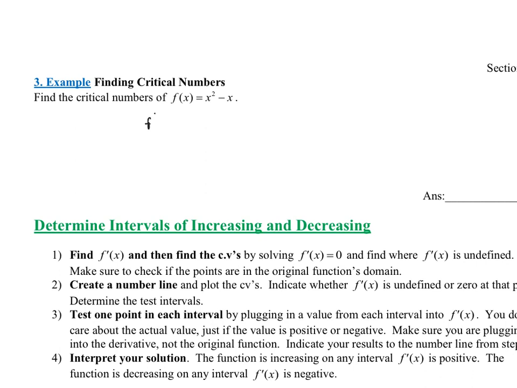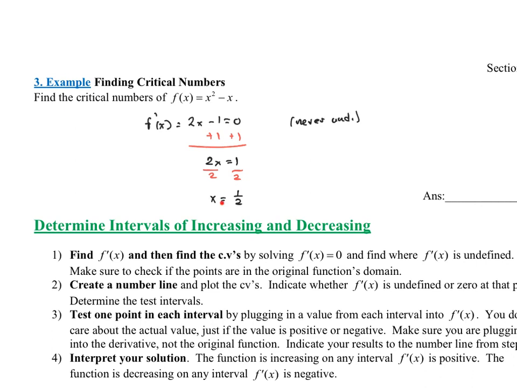So the derivative of this function using simple derivative rules would be 2x minus 1. This function is never undefined, which is something we always want to check, but we could set this equation equal to 0 and solve. To solve this, we add 1 to both sides, giving us 2x is equal to 1. Divide both sides by 2, and we have x equals 1/2.